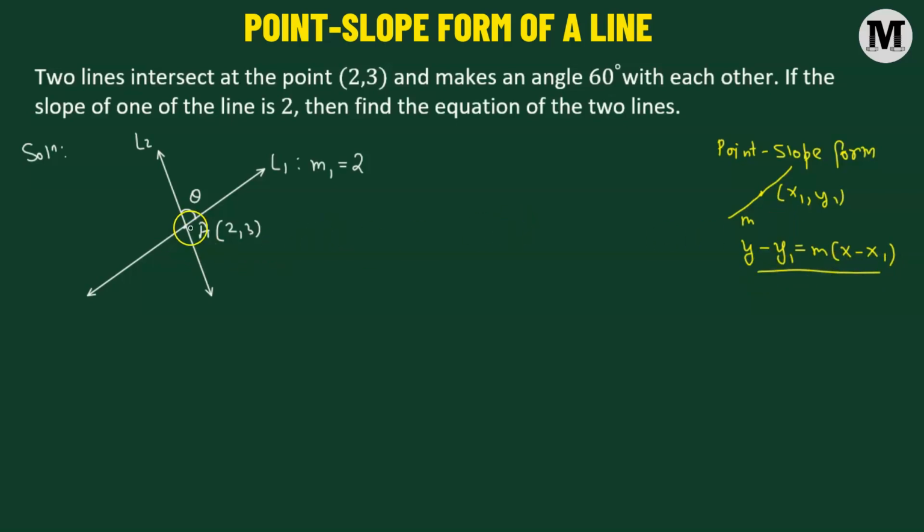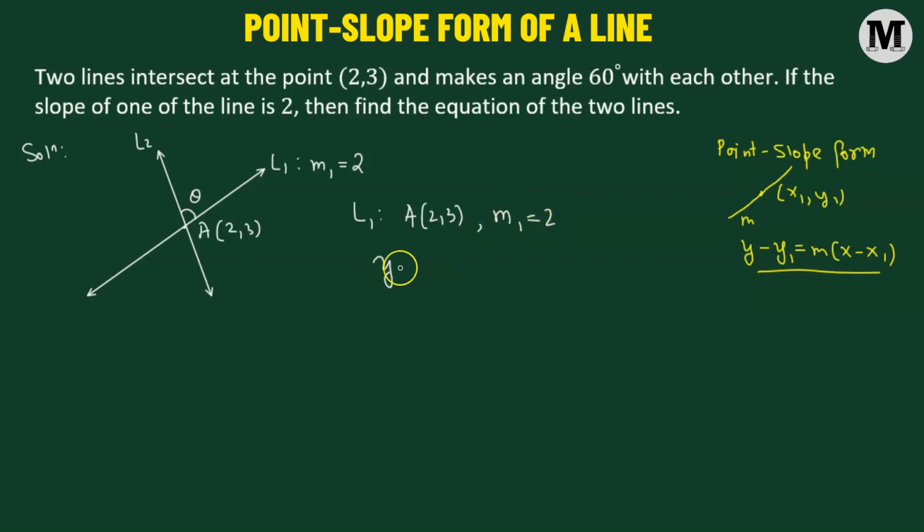So in our case, we have the point A, which lies on the line L1, and we have its slope m1 equal to 2. So we can immediately obtain the equation of line L1. So let's do that first. We'll come to line L2 in a moment. For line L1, we have the point A (2, 3) through which the line passes, and we also have the slope m1 equal to 2.